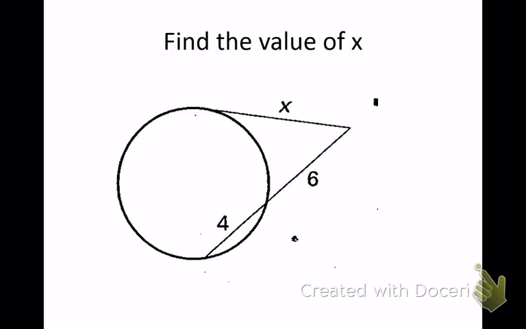Looking at segment lengths, no angles or arcs in this picture. And so that's the thought process we're going to use. The outside piece, which is 6, times the whole thing, which is 6 plus 4, which is 10.